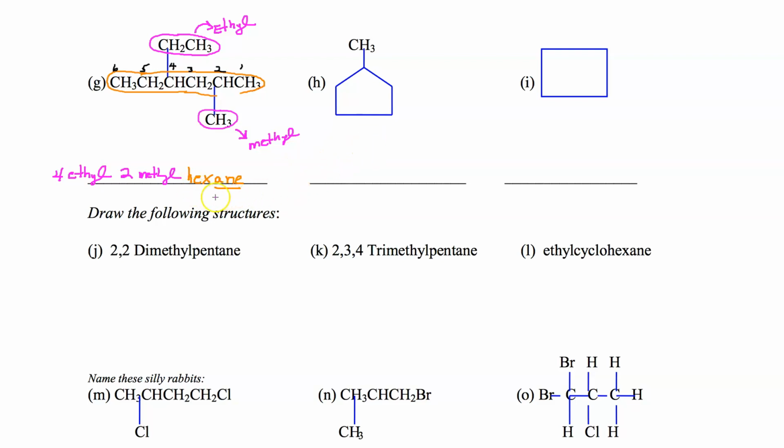We have a hexane longest continuous chain bonded. We have 6 carbons bonded to each other in single bonds. And on the second carbon, we have a methyl group. On the fourth carbon, we have an ethyl group. You could draw that, and we're going to be doing that very shortly. So 4 ethyl 2 methyl. Now, if you said 2 methyl 4 ethyl, we'd accept it, but generally speaking, they put the E alphabetically before the M.